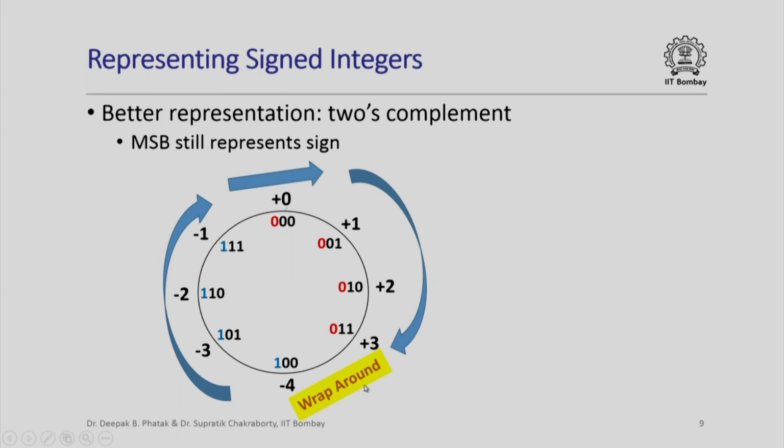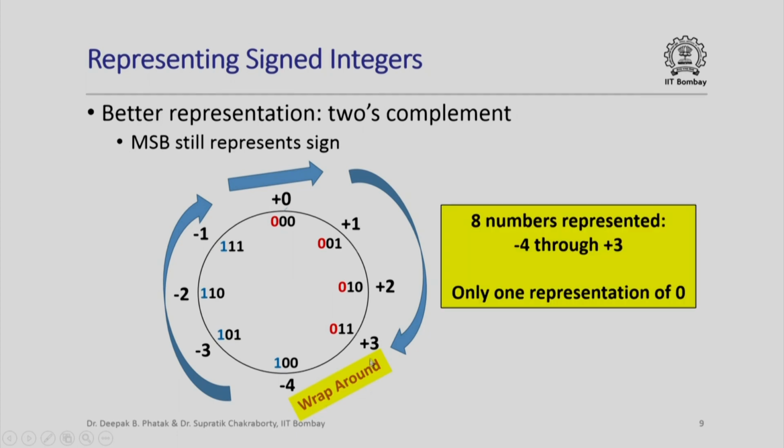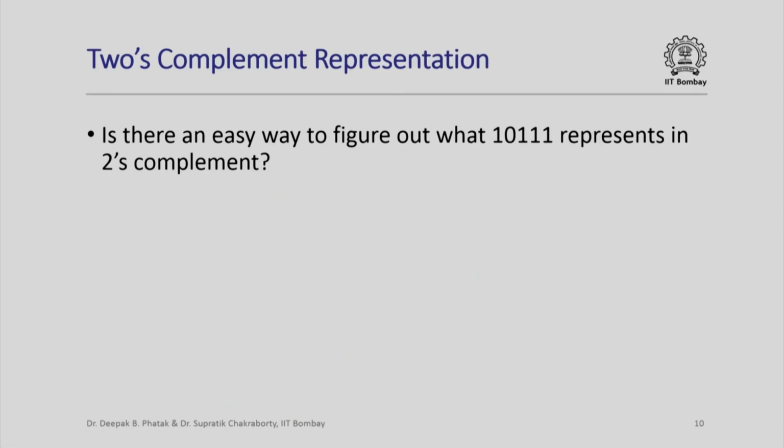So that is the wraparound that must happen. So you see that in this way of representing signed integers, we have been able to represent 8 numbers, minus 4 through 3, and there is only one representation of 0. This is also called the 2's complement representation.